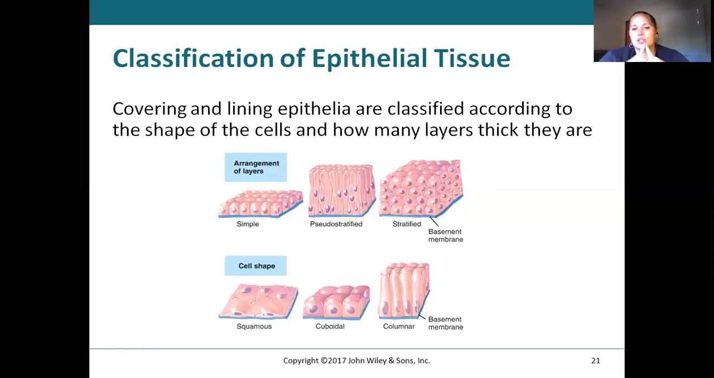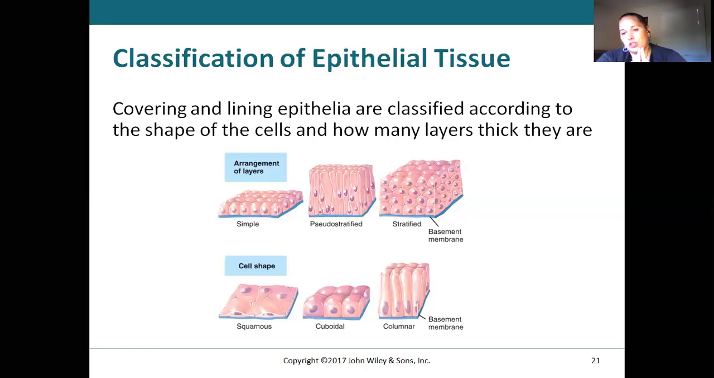Next, you can see in a stratified epithelial tissue, you've got multiple layers of cells there. So it's not just that single layer, you've got multiple layers of cells built upon one another. So these are all types of arrangements of cell layers. Okay, so that's one way you can characterize epithelial tissue.